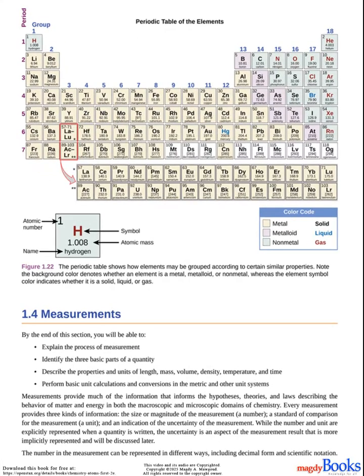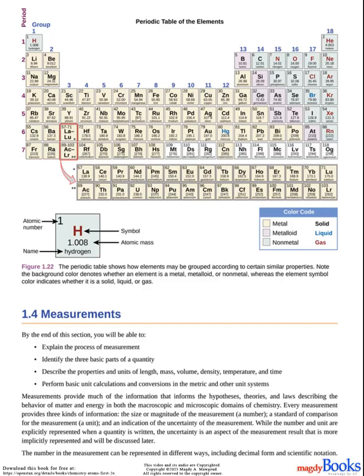Section 1.4, Measurements. By the end of this section, you will be able to: 1. Explain the process of measurement. 2. Identify the three basic parts of a quantity. 3. Describe the properties and units of length, mass, volume, density, temperature, and time. 4. Perform basic unit calculations and conversions in the metric and other unit systems.